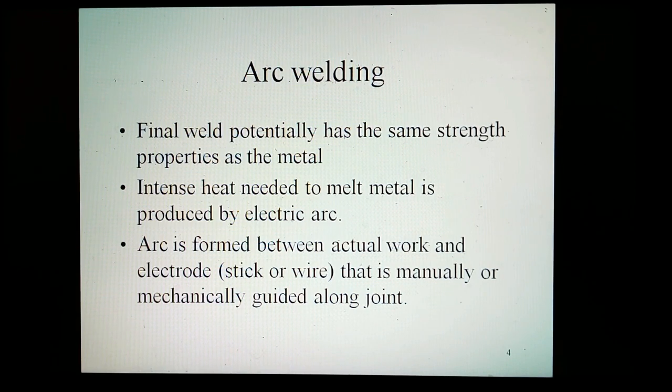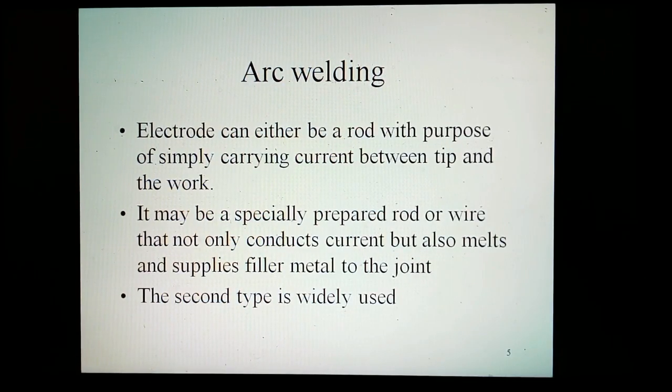In arc welding, the intense heat needed to melt metal is produced by an electric arc. The arc is formed between the actual work and an electric stick or wire that is manually or mechanically guided along the joint. The electrode can either be a rod with the purpose of simply carrying the current between the tip and the work, or it may be a specially prepared rod or wire that not only conducts the current but also melts and supplies filler metal to the joint. Most welding in the manufacture of steel products uses the second type of electrode.